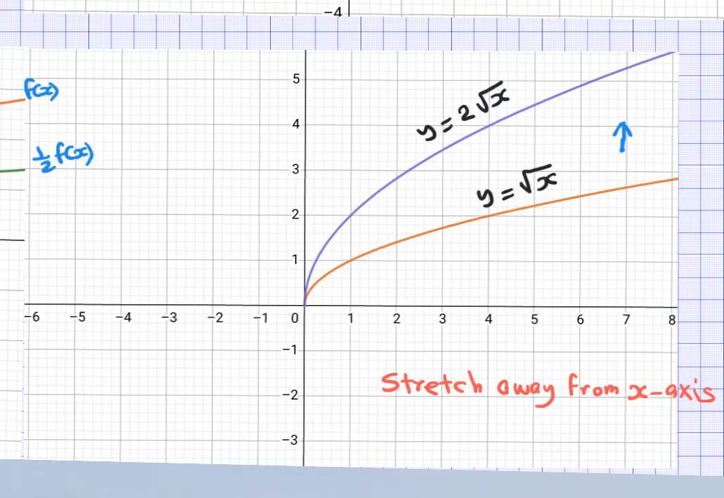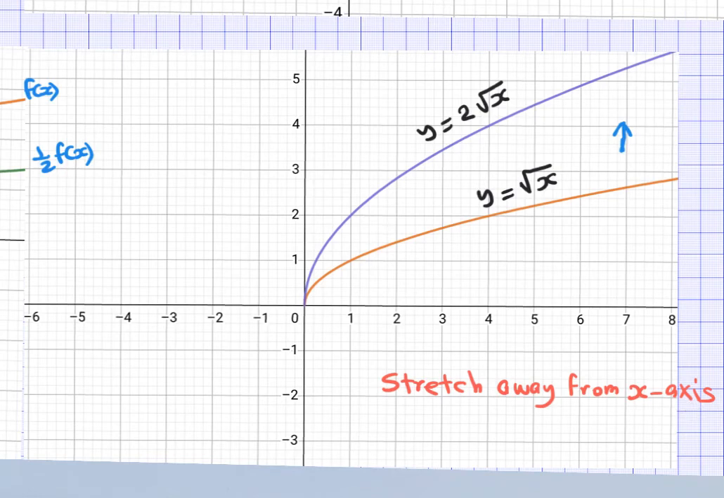Look at y equals root x. This is the original one. And if you multiply by 2, y equals 2 root x. Look at the points. The first point (1, 1) becomes (1, 2). The second point (4, 2) becomes (4, 4). So the points move away from the x-axis. Stretch away from the x-axis. If you multiply by 2, the points stretch away from the x-axis.